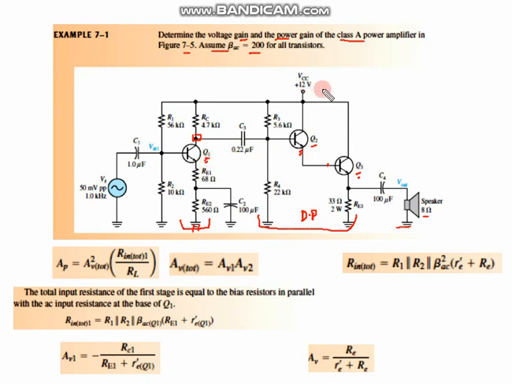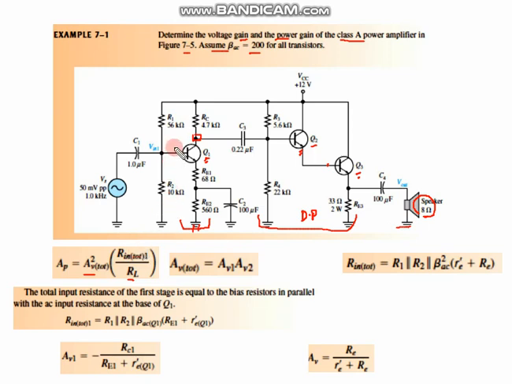So what happens over here, let's suppose I start with power gain. Power gain by definition, last time we derived it, is AV square times R in total divided by RL. What is the value of RL? RL is 8 ohms over here. What is the value of R in total?